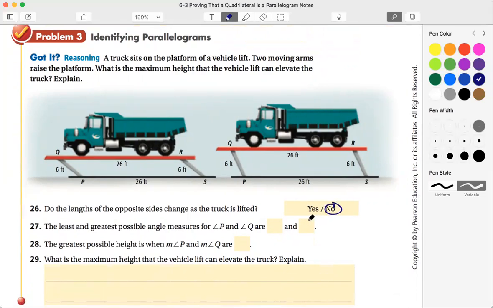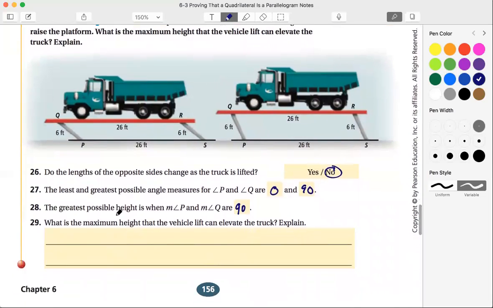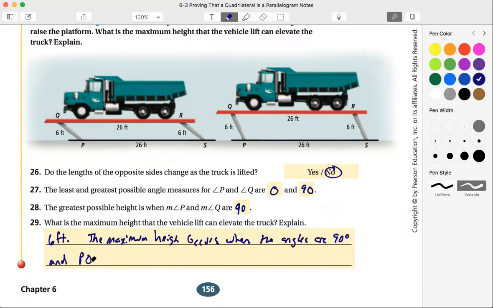The least and greatest possible angle measures for P and Q are 0 and 90. The greatest possible length is when P and Q are both 90. So what is the maximum height that this truck can get? And that's going to be 6 feet. Okay, so the maximum height occurs when the angles are 90 degrees and PQRS is a rectangle.